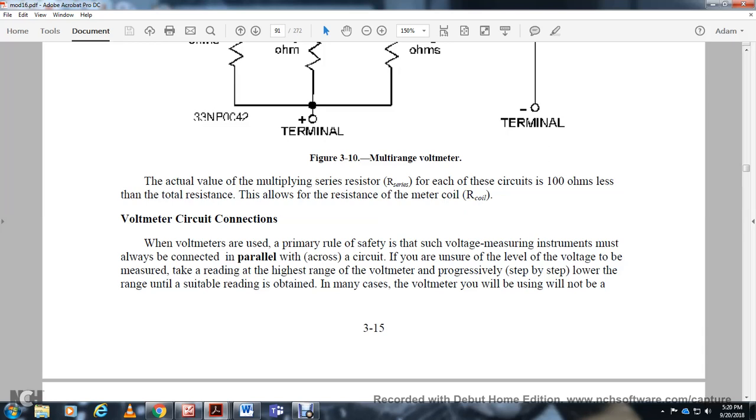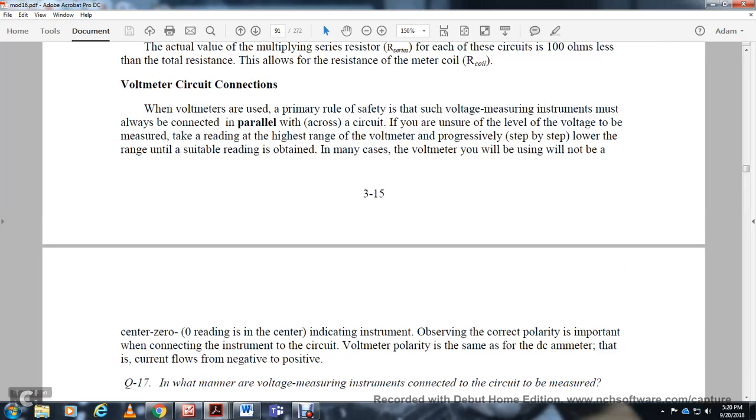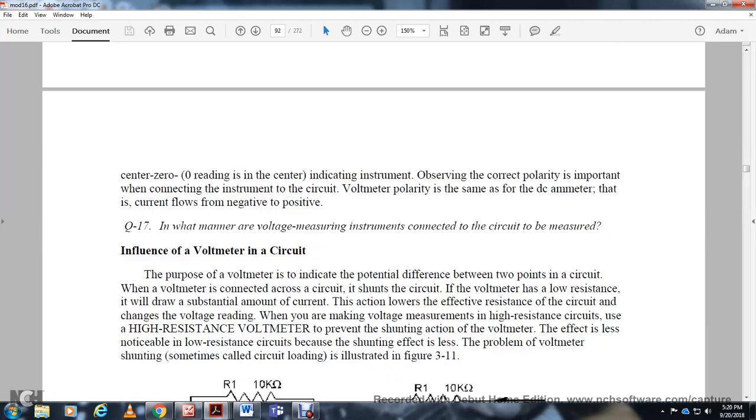The voltmeter circuit connection. The primary rule of safety for the voltmeter is to connect the instrument across the circuit at the level of the voltage to be measured. Use the highest range of the voltmeter first, then step by step go lower to a range that gives a suitable reading. Observe the correct polarity in connecting the instrument. The voltmeter polarity is the same as the DC ammeter, with current flowing from negative to positive.